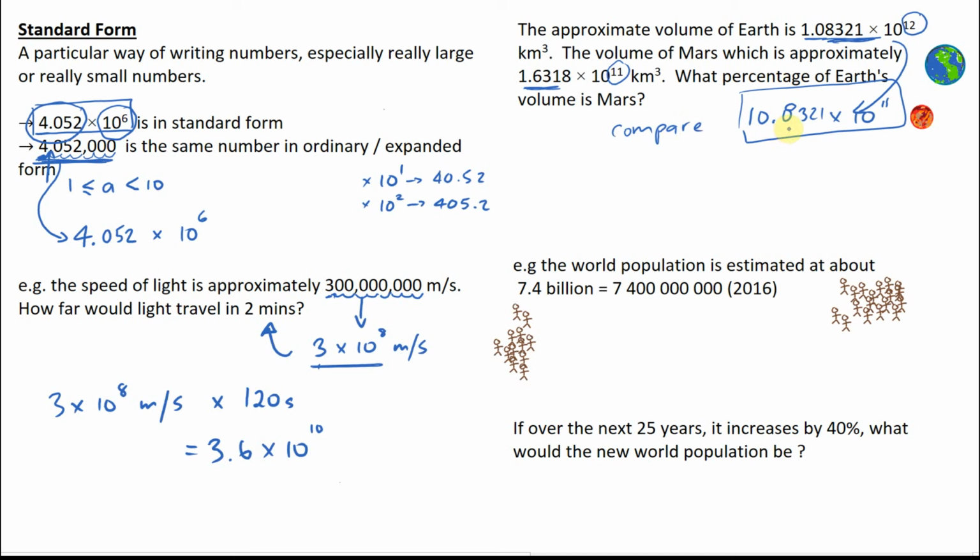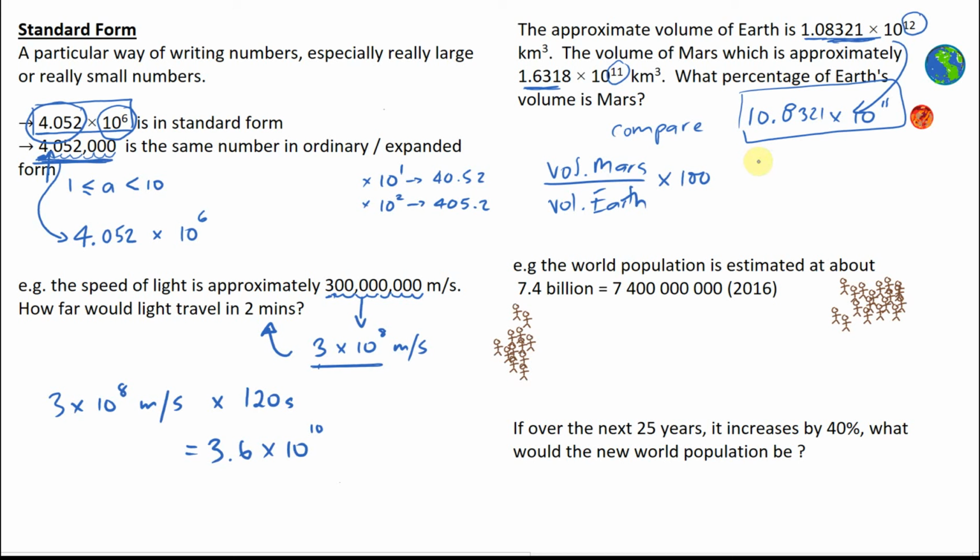So 10.8321 is larger than 1.6318. So Earth is bigger. So what percentage of Earth's volume is Mars? So what we're doing is we're looking at the volume of Mars divided by the volume of Earth, and then we're going to multiply that by 100 to give us a percentage.